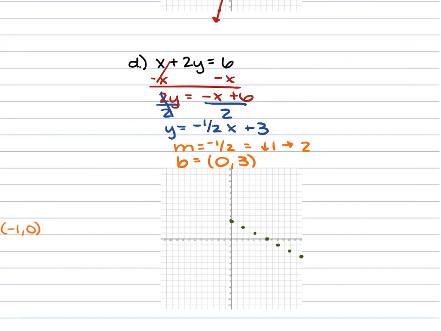Or up 1 to the left 2. So I draw my line through those points. And then I need to identify my x-intercept, which is that 6, 0.